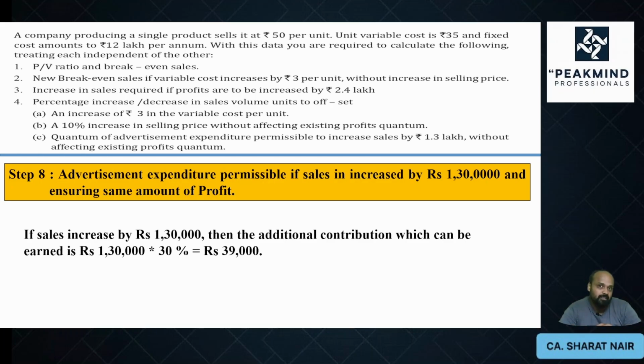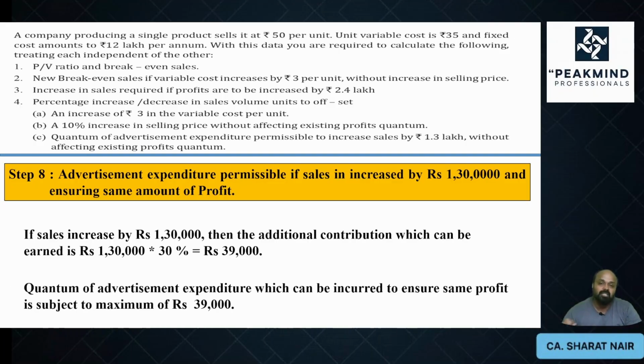Now they are asking how much additional advertisement expenditure I can incur, but I don't want to decrease my profit. Whatever the current level of profit which I earned, I want to earn the same thing. So the logic is very simple. You are getting additional contribution of 39,000. So that is the maximum amount you can spend so that you ensure the same amount of profit. So what is our final conclusion? This additional contribution which you are receiving from the additional sales of 1,30,000 is the maximum amount which you can spend in the name of advertisement.